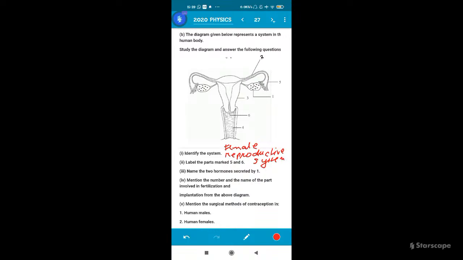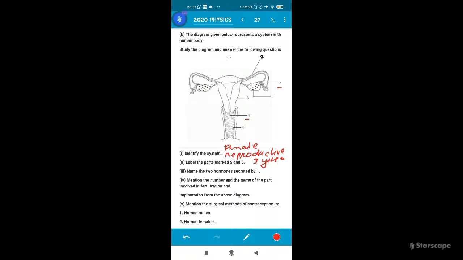Now your next question is label the parts 5 and 6. So 5 is the funnel of oviduct, or you can say oviducal funnel. Both the answers are correct. And 6 is the cervix. This diagram is given in your book. It is directly from the book.